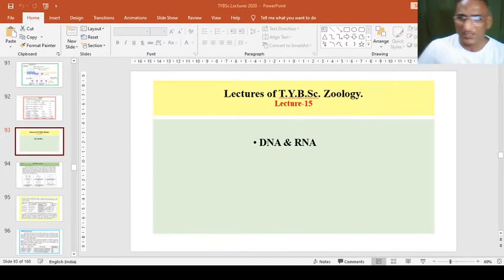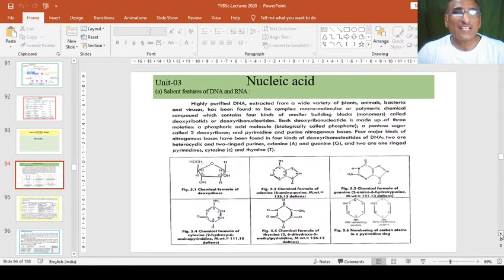Previously, we have seen up to the 12th science that DNA is deoxyribonucleic acid, and RNA is ribonucleic acid. So we will study in detail about the nucleic acids in unit number 3. We will start a new unit. The first topic of the unit is salient features of DNA and RNA.